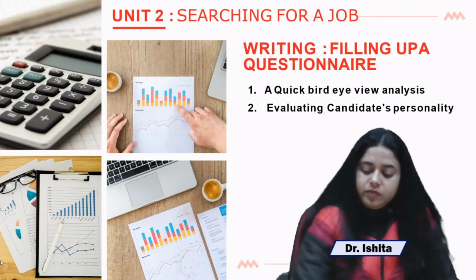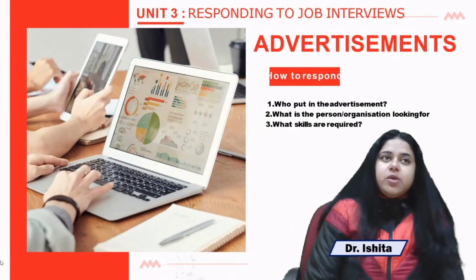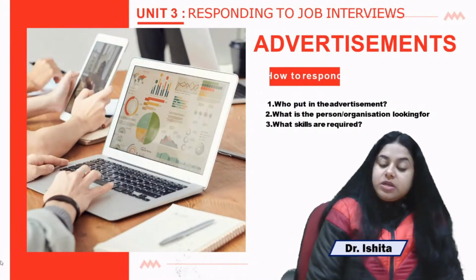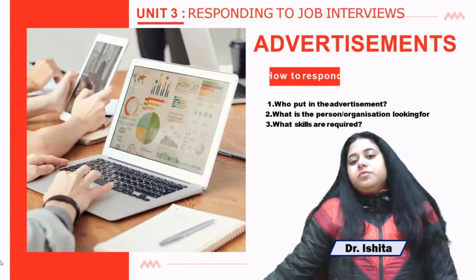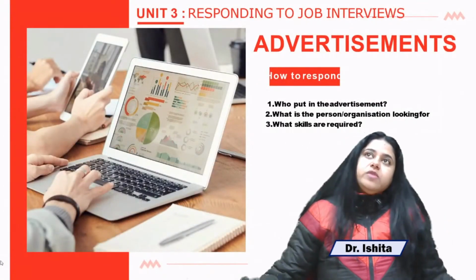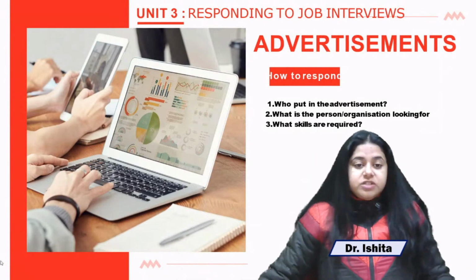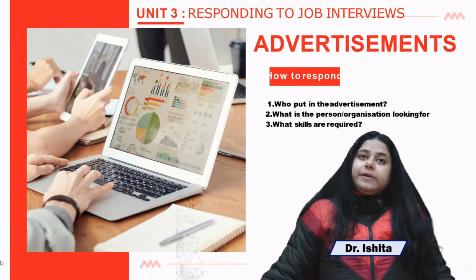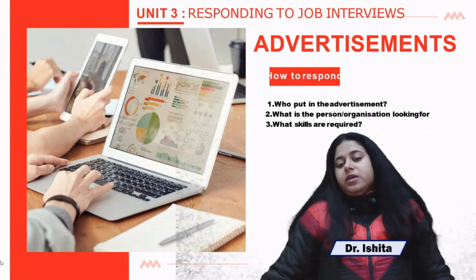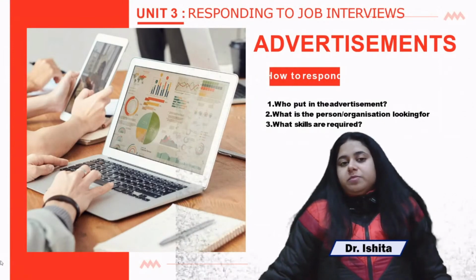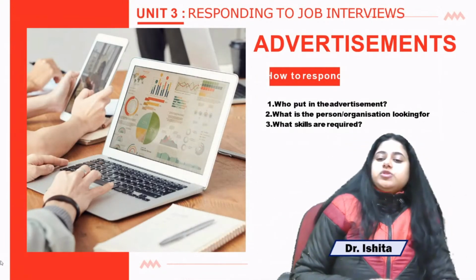Now, let's look at unit three. When you see advertisements, how do you respond to these job advertisements? So we have spoken about where we can find the advertisements, how we can segregate, filter and categorize these advertisements. We have spoken about all that, and how we choose the best options out of these advertisements for us. But an important thing is, how do you respond to it?